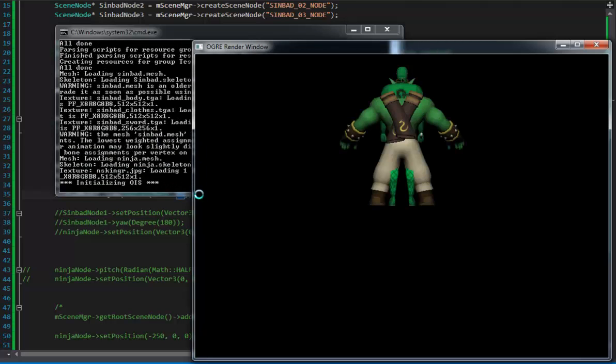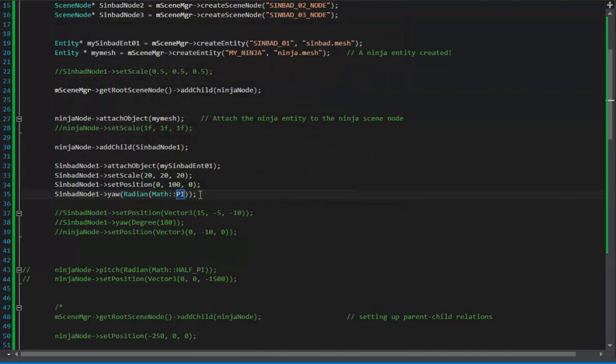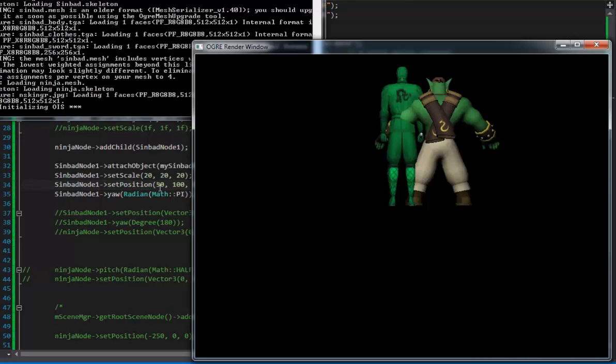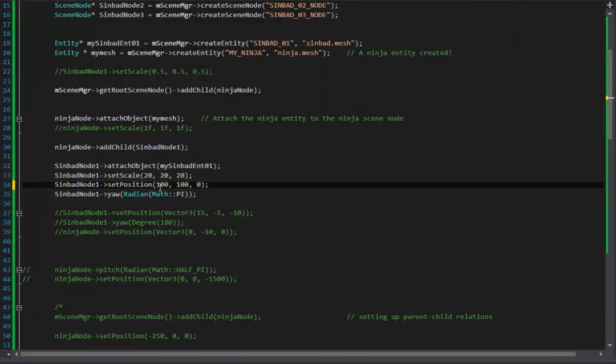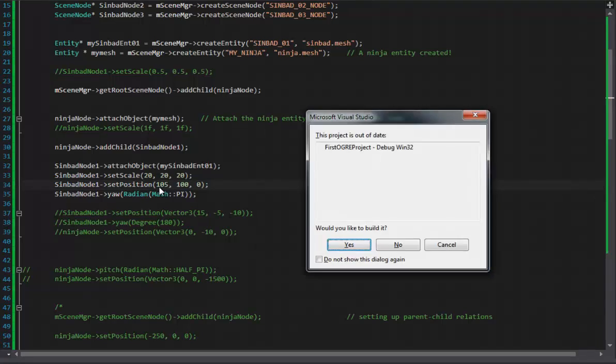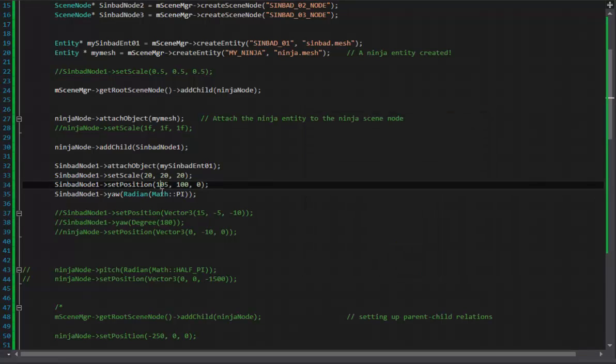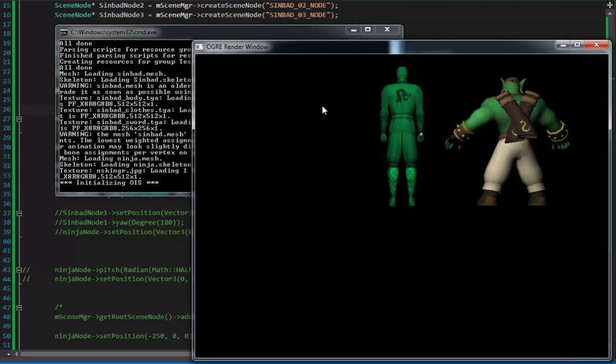This looks pretty fantastic. Now let's move the Sinbad to the right. And that should be easy. We need to add some X to it, so maybe about 50 units. We'll see if that is enough. Okay, 50 was too small. 100 should be plenty. Now let's make it 150. I meant 150, not 105. Okay, yeah, this is good. I think I like this distance between the objects.